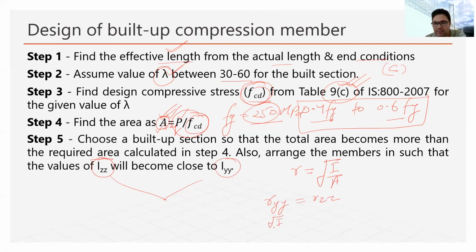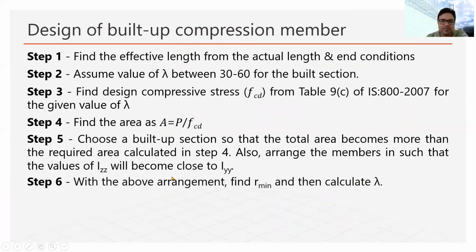Under root I by A, so this will be under root IYY upon A equals under root IZZ upon A. Under root to under root will cancel out, A to A will cancel out. So ultimately, to have RYY equal to RZZ, we need IYY and IZZ to be equal. That is why we arrange members such that IZZ and IYY become close or equal. So that is our step 5.